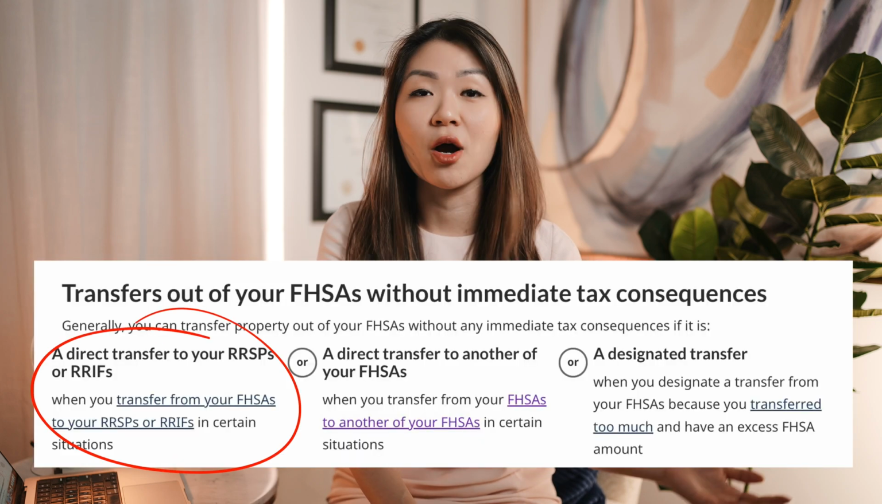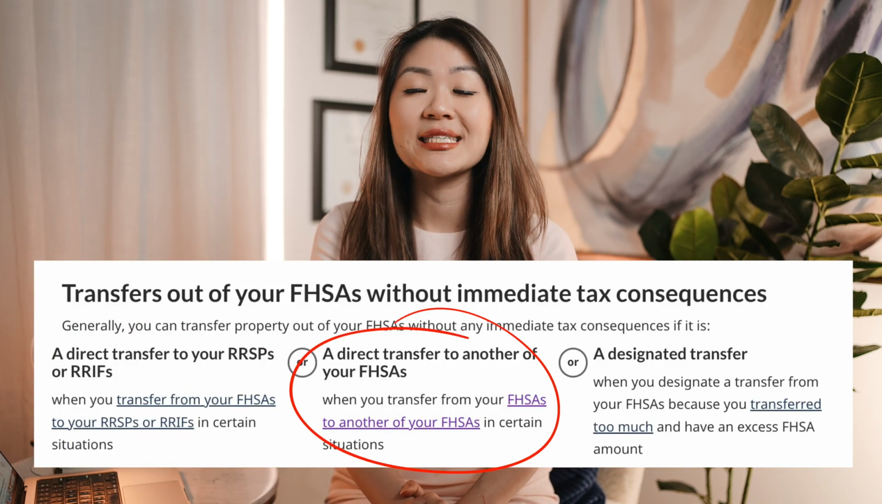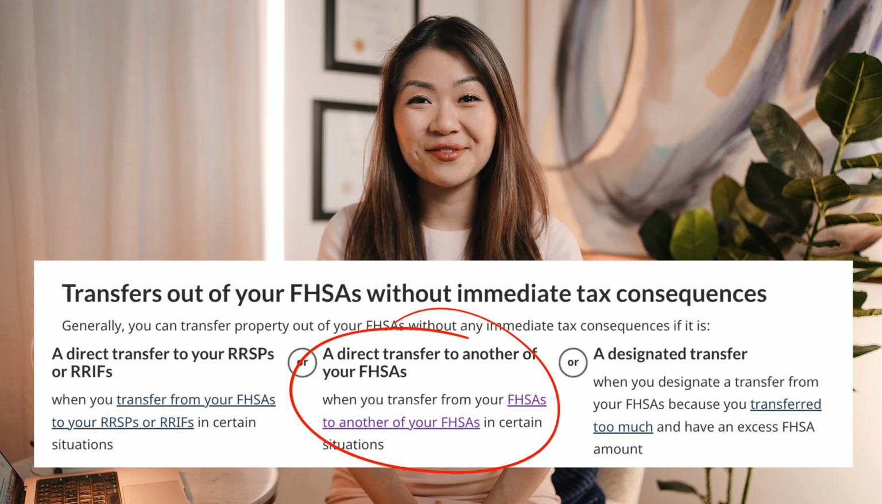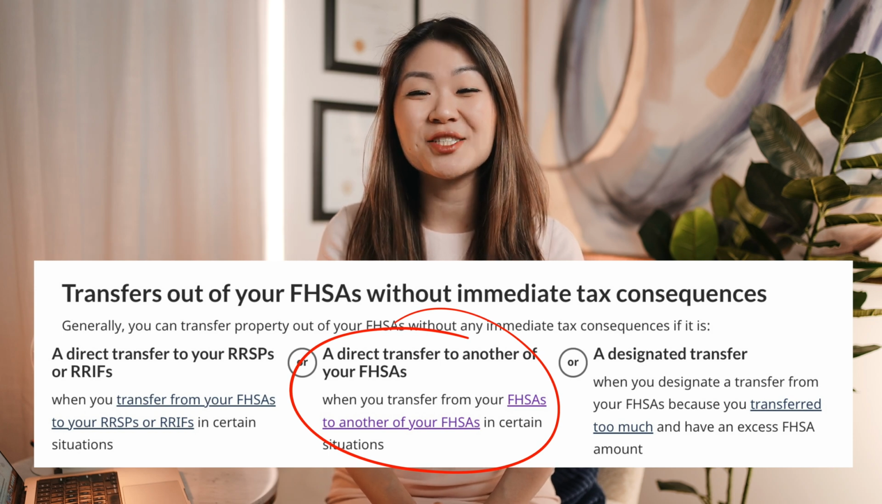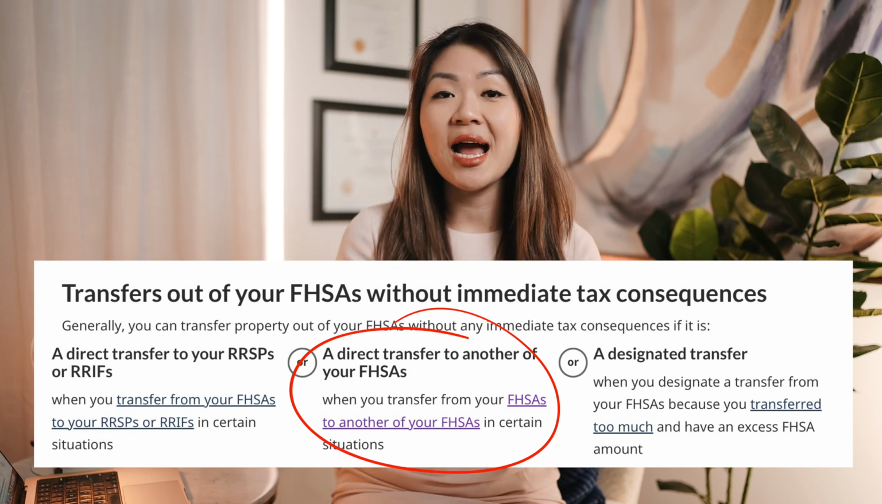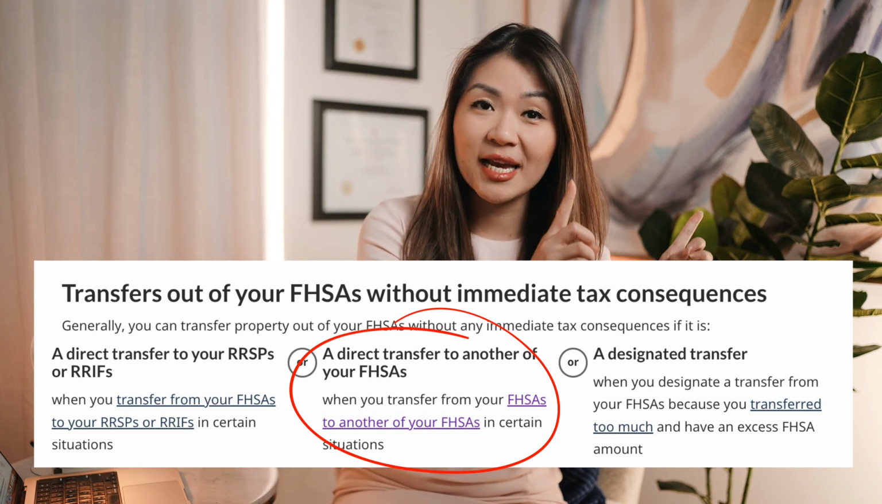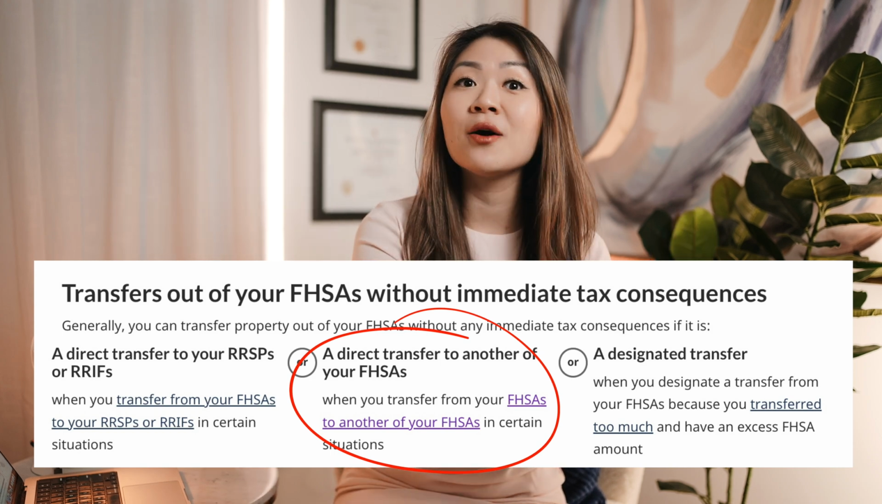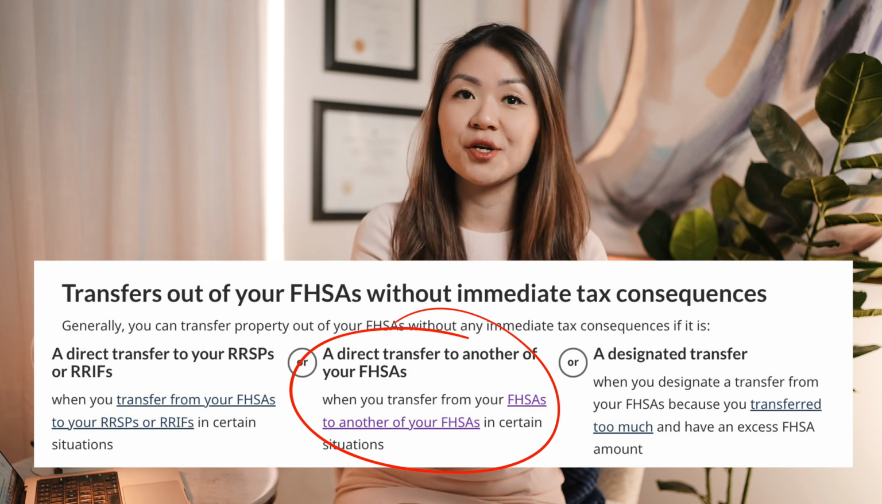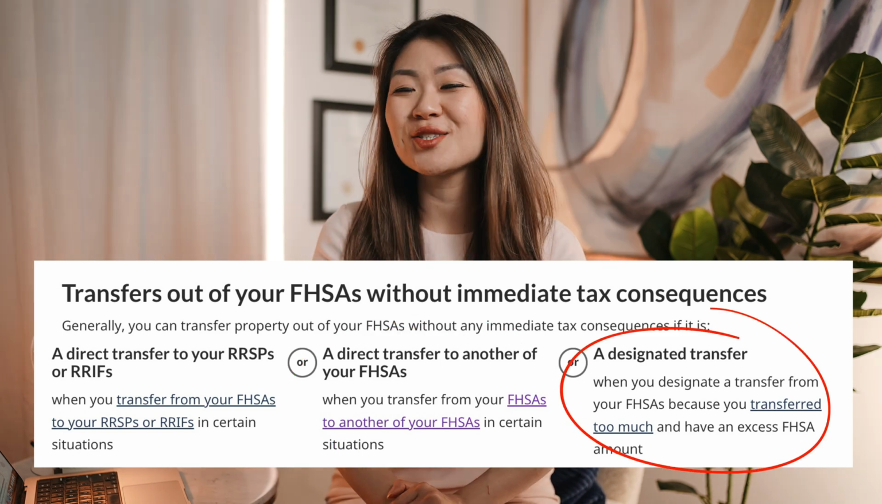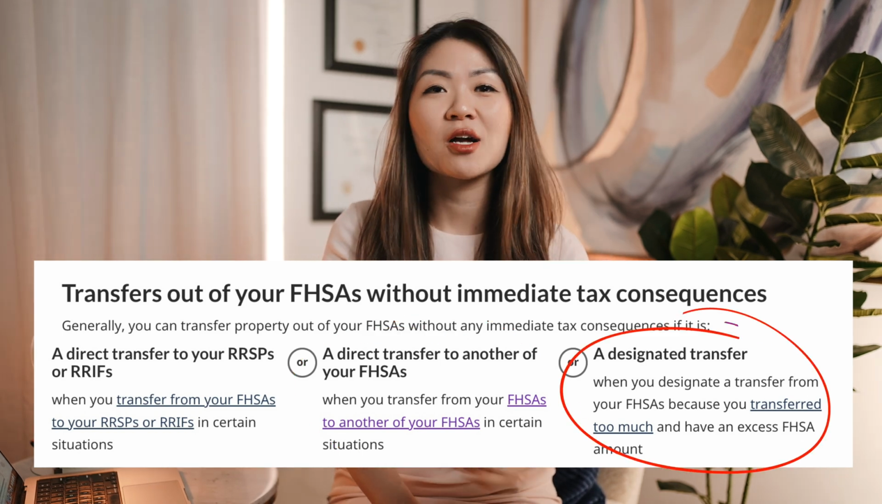If you want to pull your money out of the FHSA without any tax consequences, there are a few options that are less common. The first is to transfer that money into an RRSP. The second is to do a direct transfer. So if you held that $1,250 in a registered FHSA account with RBC and you want to transfer that $1,250 into a registered FHSA with Wealthsimple or BMO or TD, then that would not be taxable, of course. You can also do a designated transfer, which is a less common scenario.